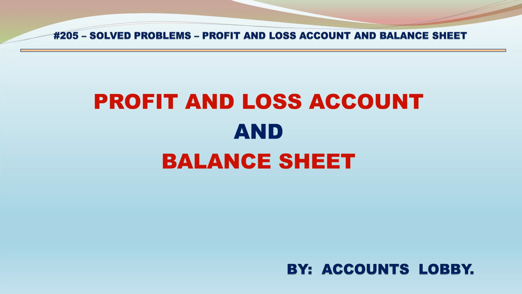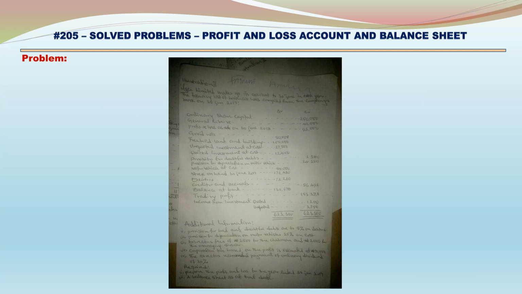Solved problem. Profit and loss account and balance sheet. Problem. Z Limited makes up its accounts to 30th June in each year. The following list of balances was compiled from the company's books on 30th June 2019.